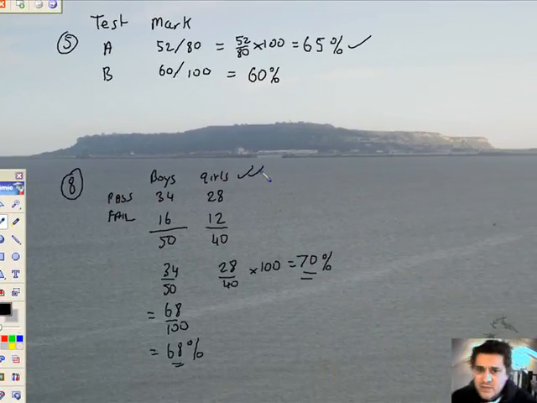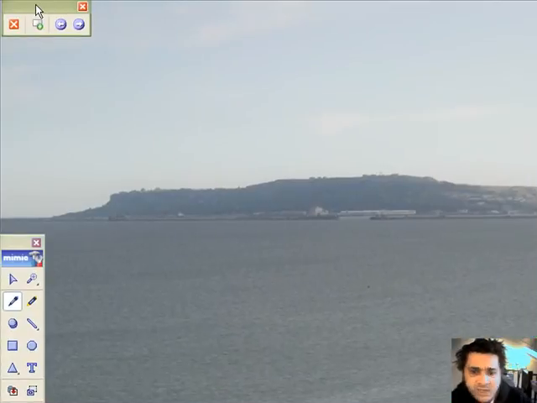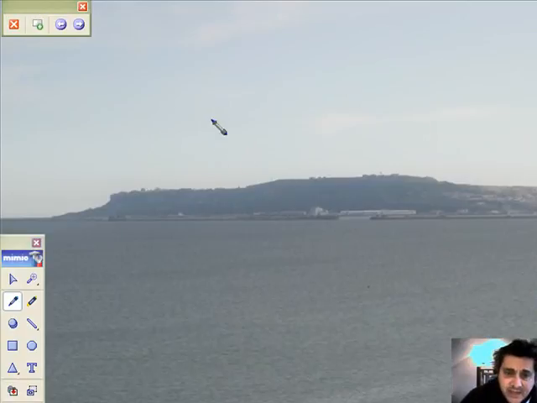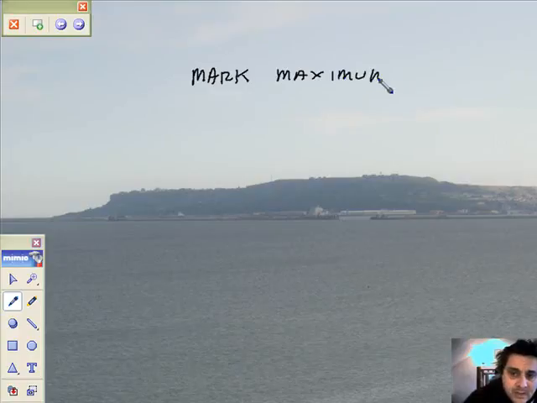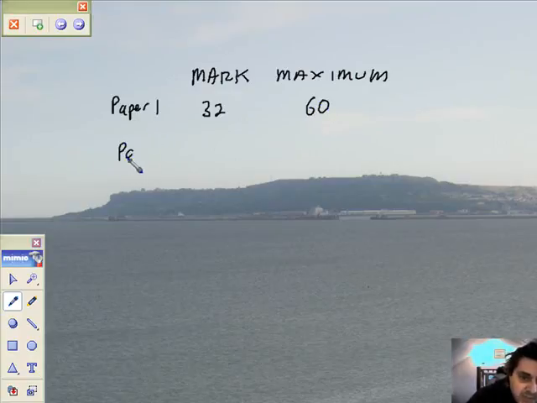Right, and the last question, I might as well change pages to get a nice clear page, and it's a little bit more tricky. It's again another test score type thing. We have the mark gained in the test, and the maximum for the mark. A bit more of a complicated arrangement this. So this girl in question 11 did paper 1 and got 32 out of 60. In paper 2, we don't know what she got, put a little X there, but we know it's out of 75.